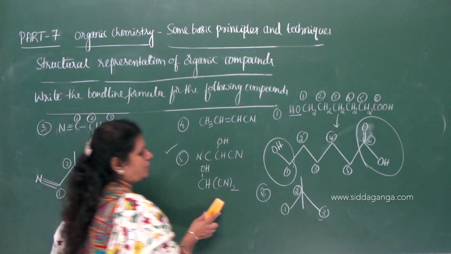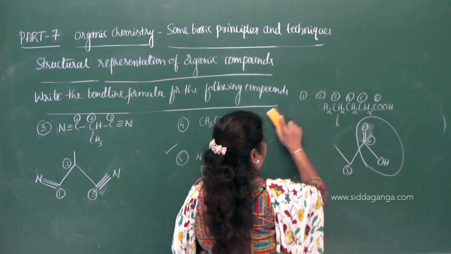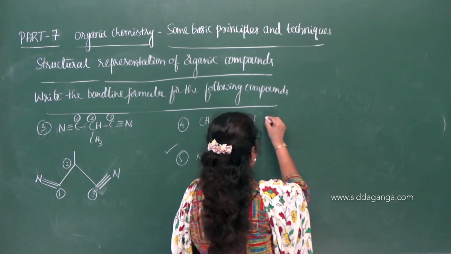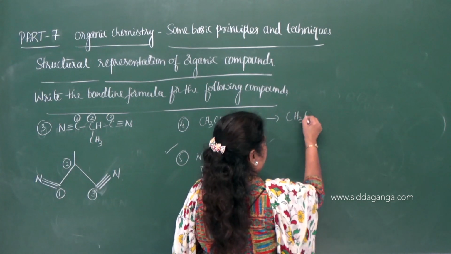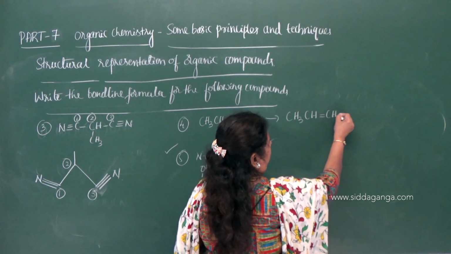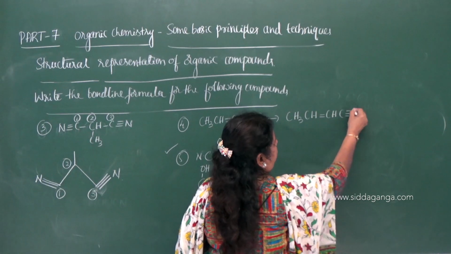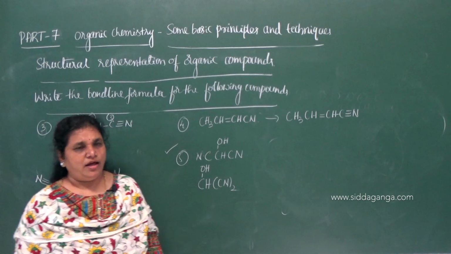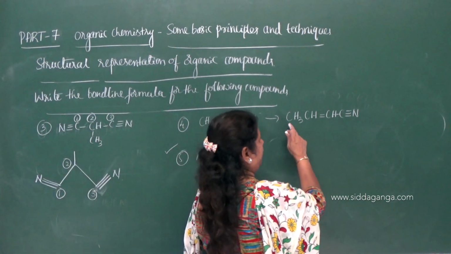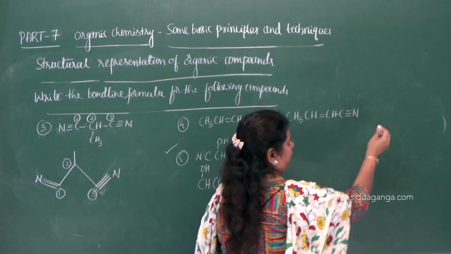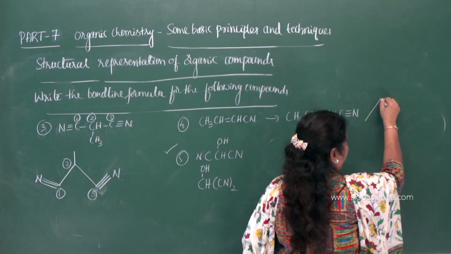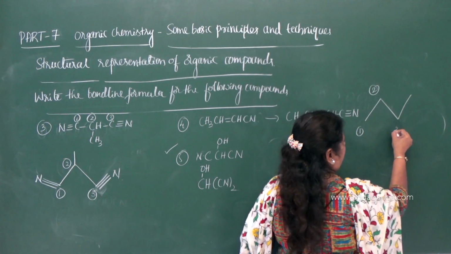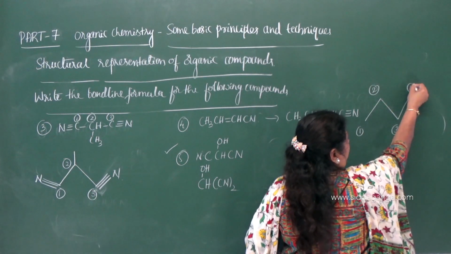Similarly write the bond line formula of the fourth one. You can represent this as CH3CH double bond CH, C triple bond N. That is the structure, with bonds between carbon and nitrogen. So how many carbon atoms? 1, 2, 3, 4. 4 carbon atoms: first carbon, second carbon, third carbon and the fourth carbon.